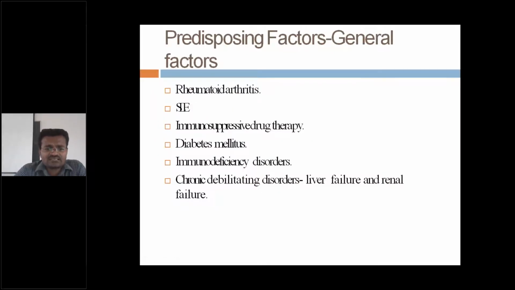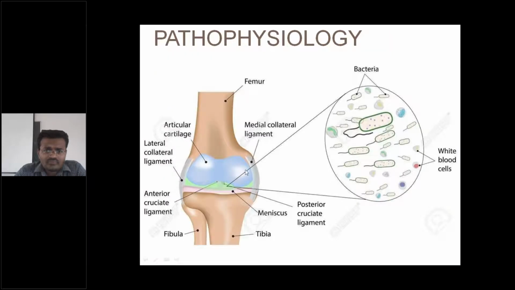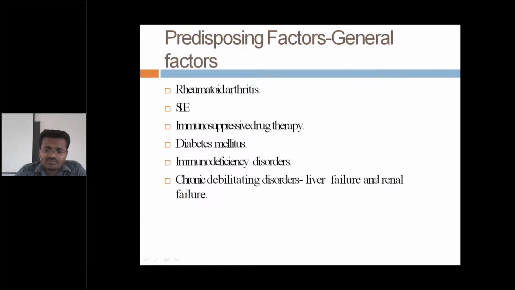And predisposing factors. People who have these conditions are more prone to septic arthritis, like rheumatoid arthritis, SLE, because people with rheumatoid arthritis will start with so many tablets like methotrexate. Okay, and SLE also will use steroids. So these also will cause immunosuppressive drug therapy. Okay, diabetes, immunodeficiency disorders. Okay, then chronic liver failure, renal failure, like this. Why renal failure and all is because the patient will be under stress. Okay, naturally there will be less immunity.